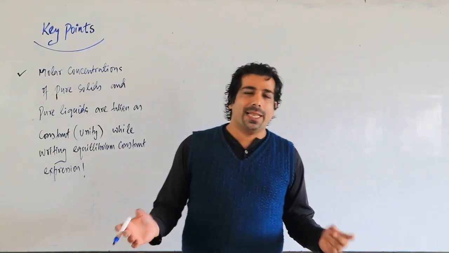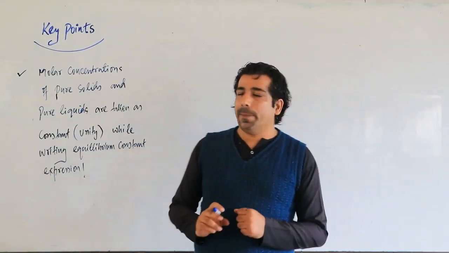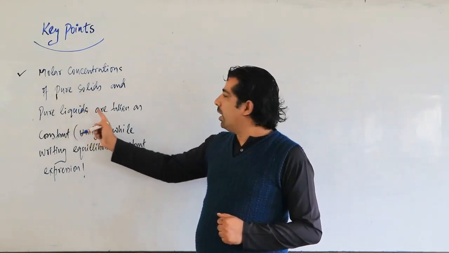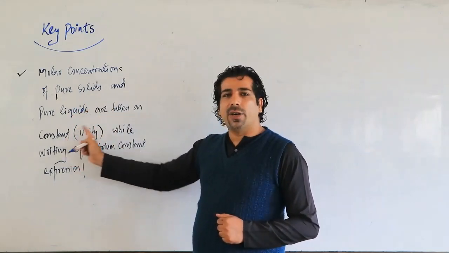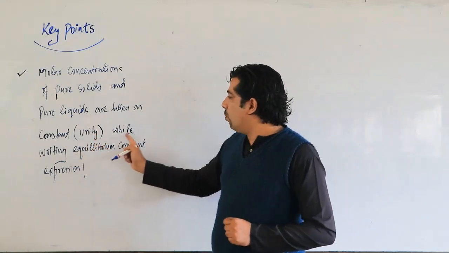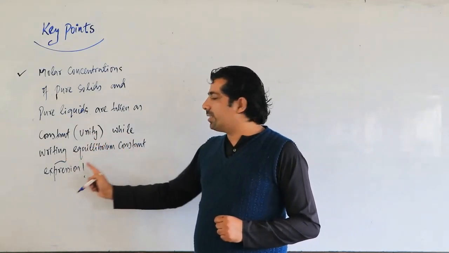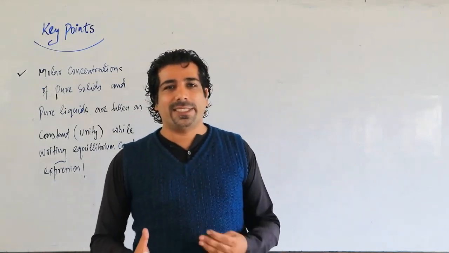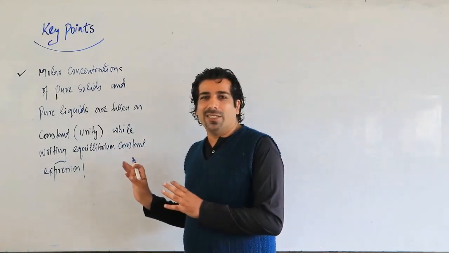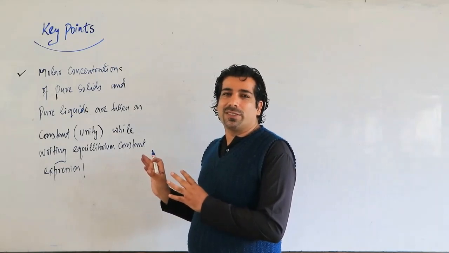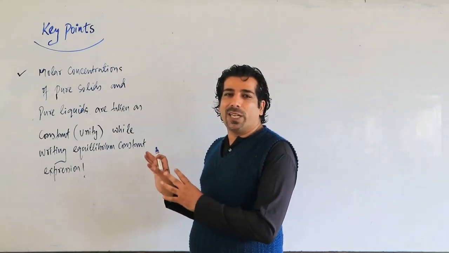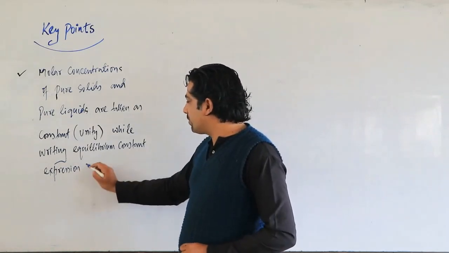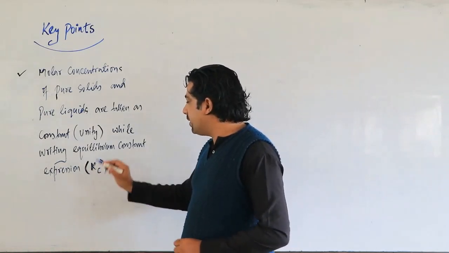Dear students, let's learn a few key points first. Okay, have a look. Molar concentrations of pure solids and pure liquids are taken as constant or unity, that is 1, while writing the equilibrium constant expression. When you write down the equilibrium constant expression like Kc, you have to take the molar concentration of pure solids and pure liquids as constant, or we can say 1. Here I am talking about Kc, my dear friends.